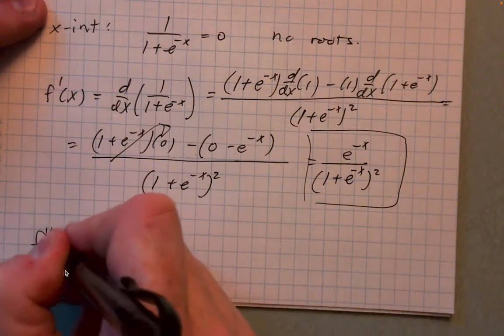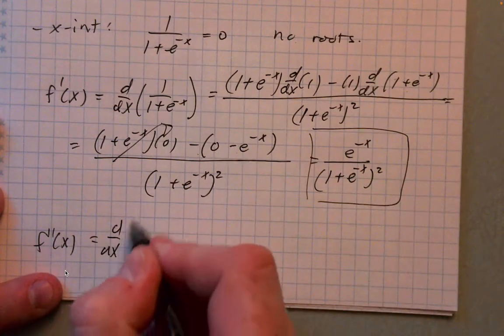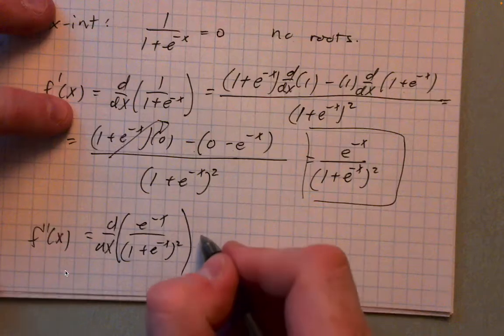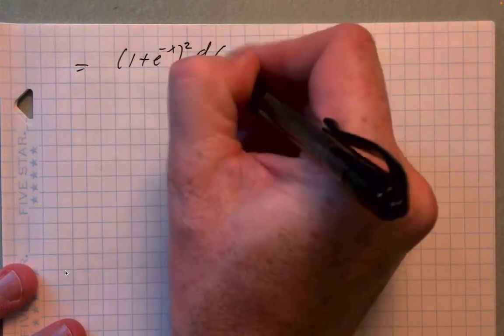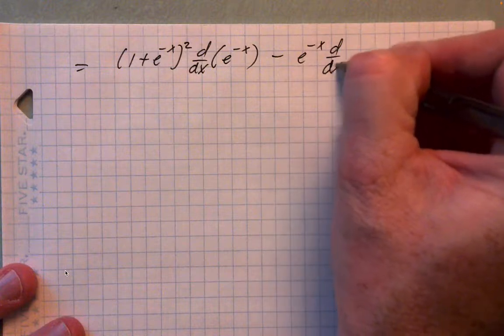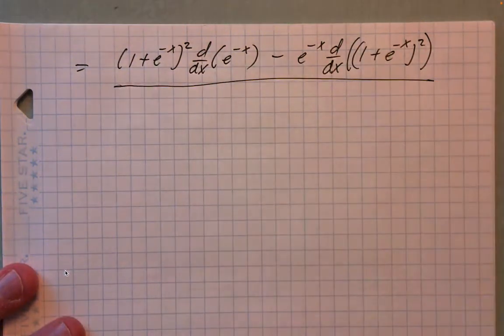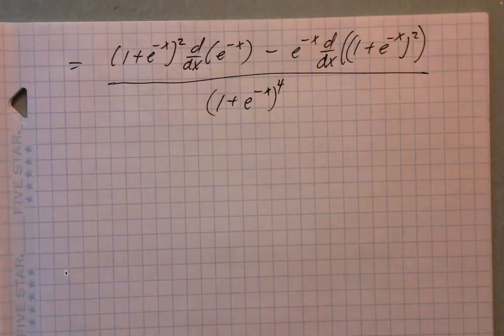What about the second derivative? Well, it's going to have the same kind of moves here, right? So d/dx of e to the negative x over (1 plus e to the negative x) squared. So I'm going to switch pages here. I'll just expand this nicely so we can see it. So it'll be (1 plus e to the negative x) squared times d/dx of e to the negative x, minus e to the negative x times d/dx of (1 plus e to the negative x) squared. Okay, and then we got to square the denominator again. So we've got that.